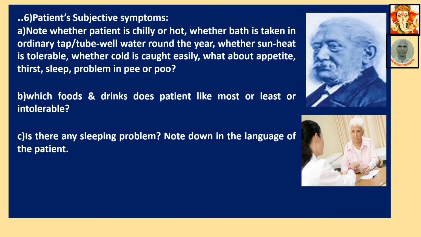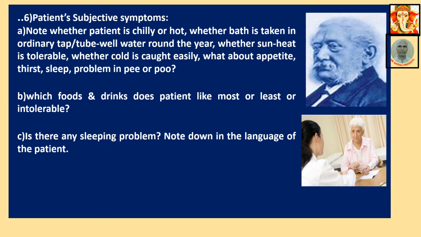Six, patient's subjective symptoms. Number A, note whether the patient is chilly or hot, whether the bath is taken in ordinary tap or tubewell water round the year. That is, whether he takes the bath in ordinary water or hot water. This is important. Whether sun heat is tolerable, whether cold is caught easily. What about appetite, thirst, sleep, problem in pee or poo?